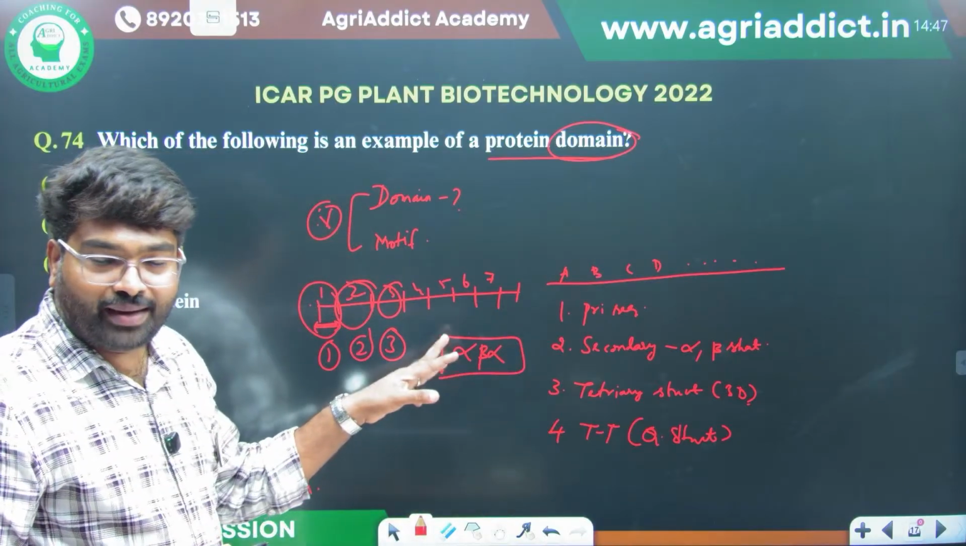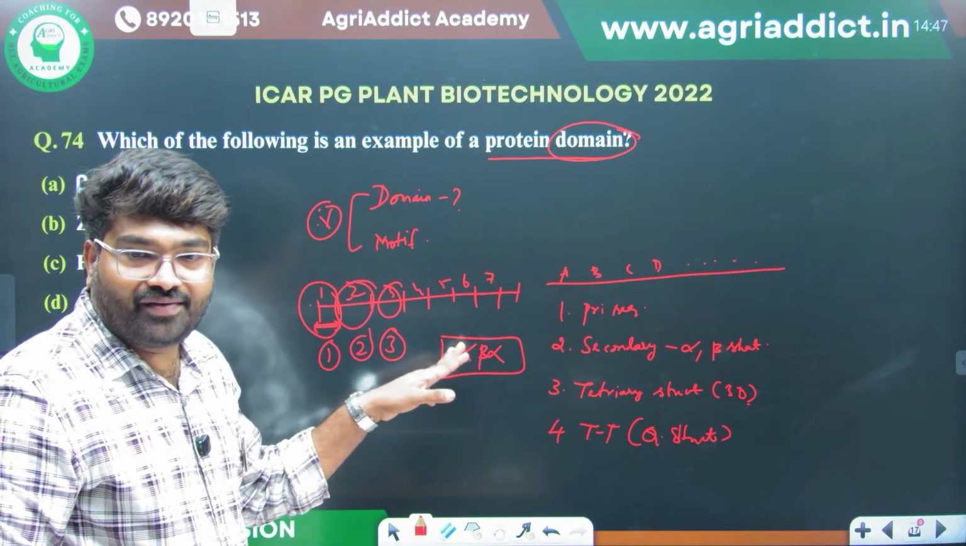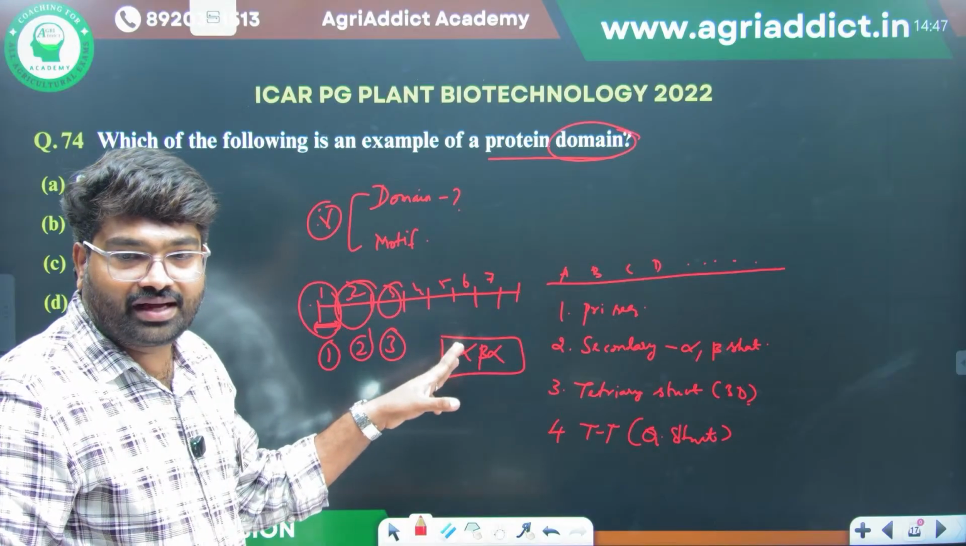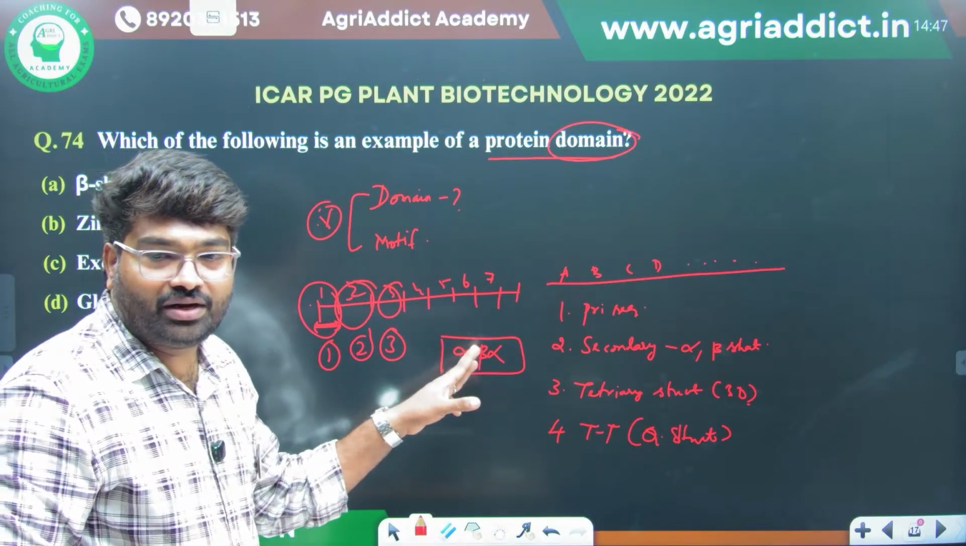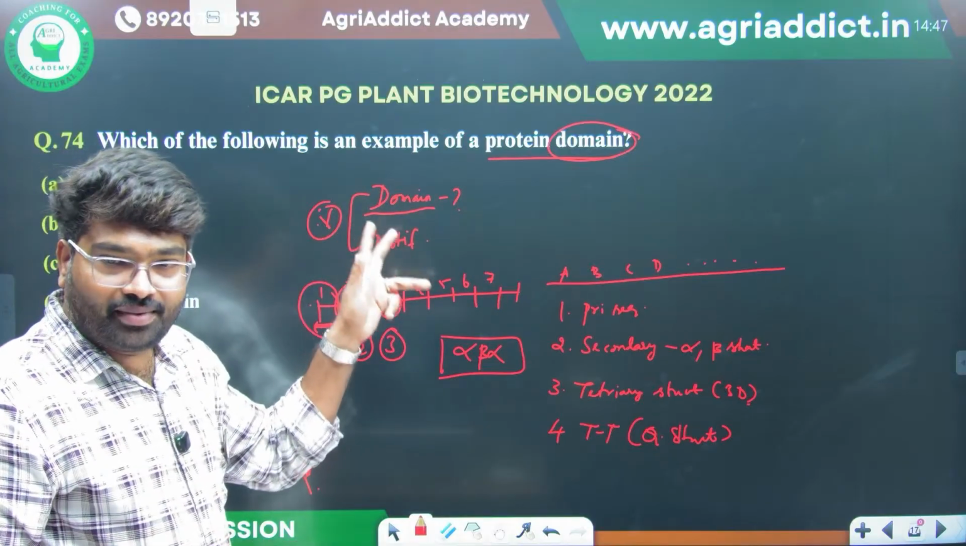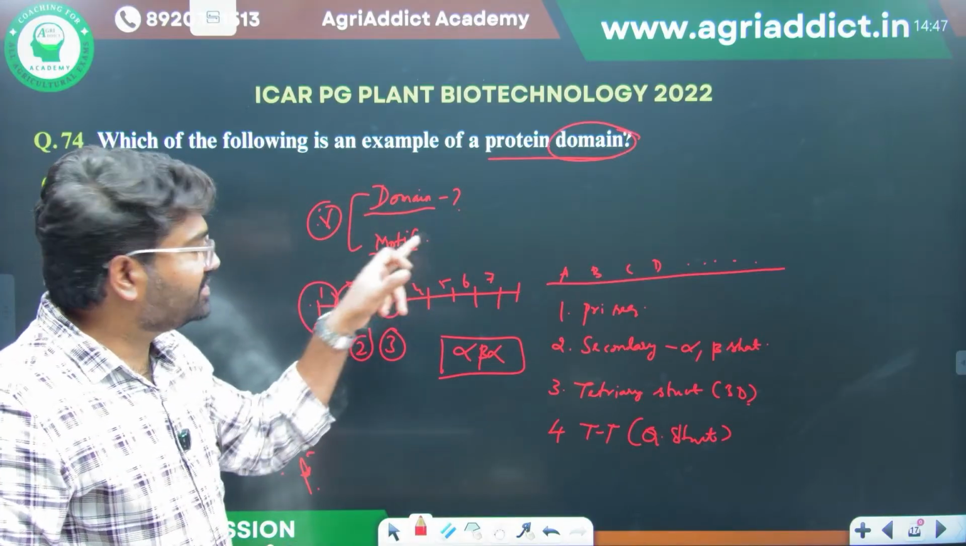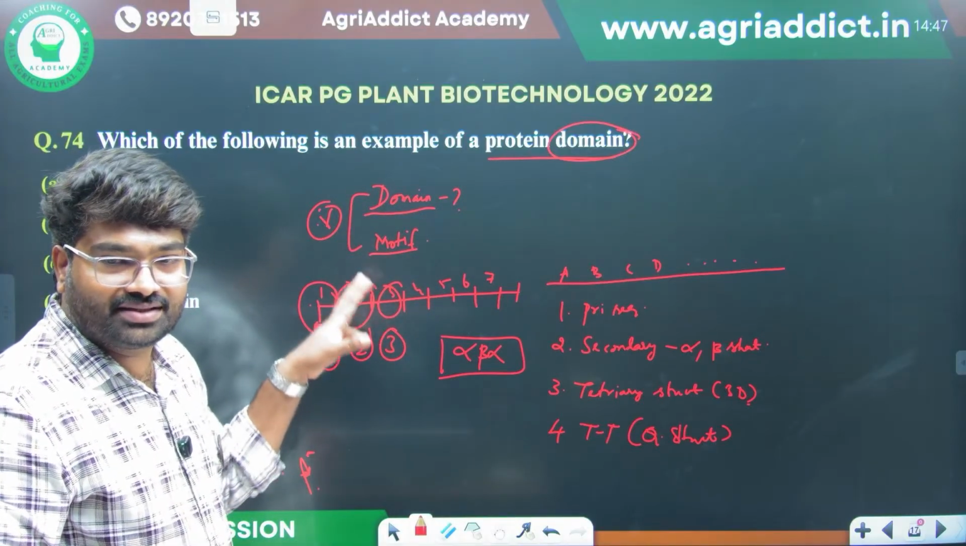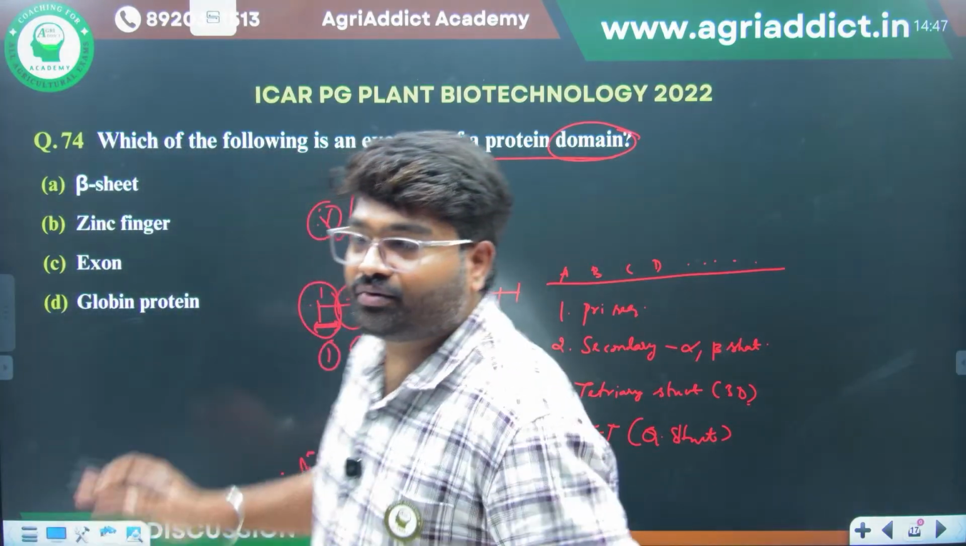Okay, this will bind, but it will not have catalytic activity, or an independent functional unit will not be there. Clear? So a domain will function independently. A motif is not an independent functional unit. Okay, this is clear. Now we are going to see the actual question.